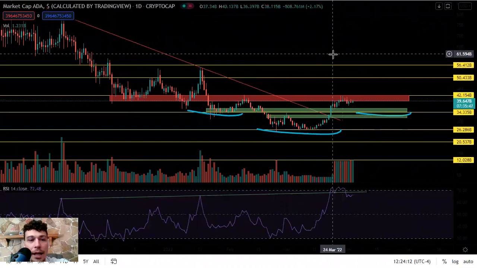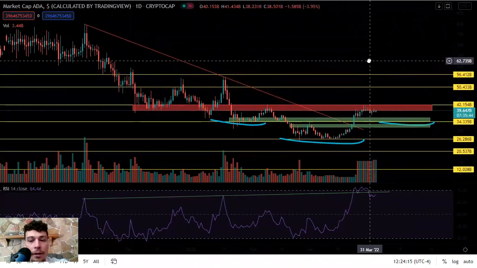We are going to be taking a look at Cardano. Okay, this is ticker symbol ADA.